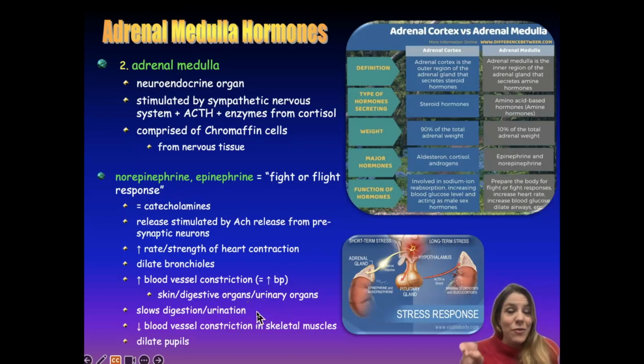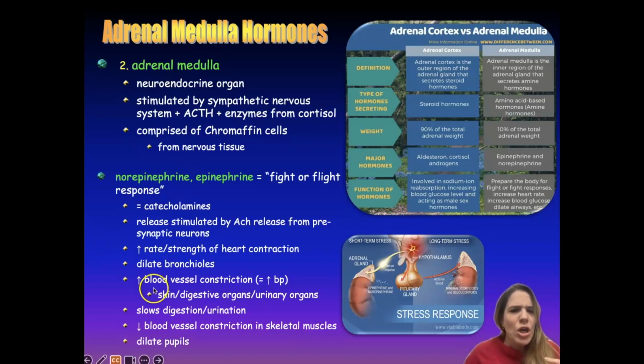Because we're in fight or flight, that means we're suppressing rest and digest. So we're not going to be digesting food when we're trying to run from the tiger. We're not going to be producing much urine. So your digestive system and your urinary system are going to be slowed down, and the blood vessels in the skeletal muscles are going to actually have less constriction so that you can get more blood flowing to those muscles.